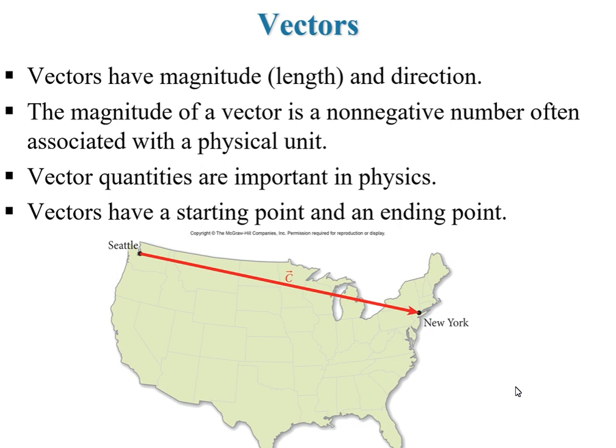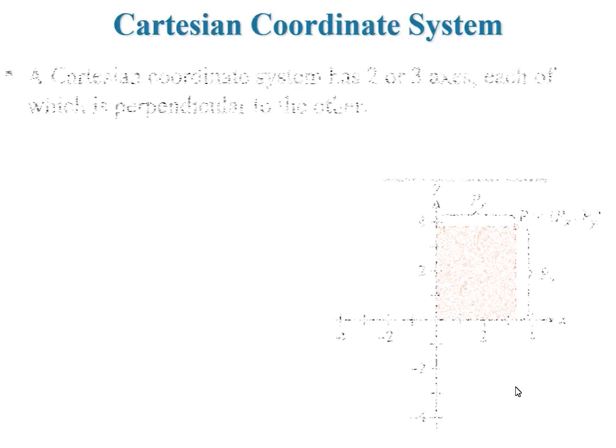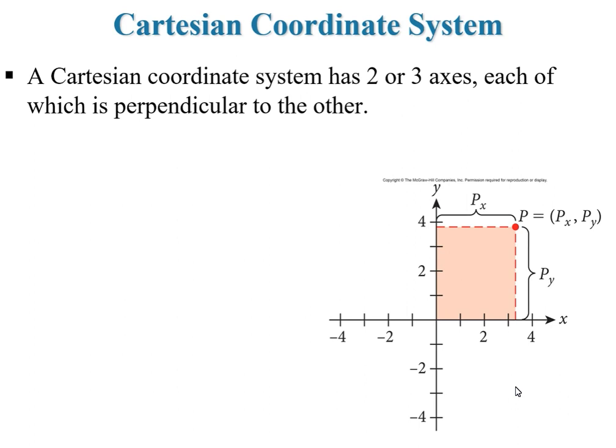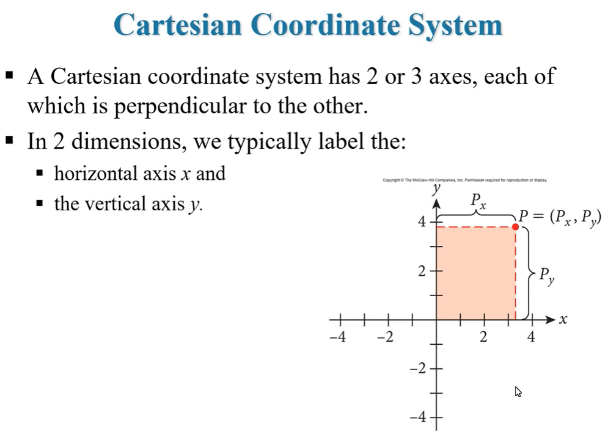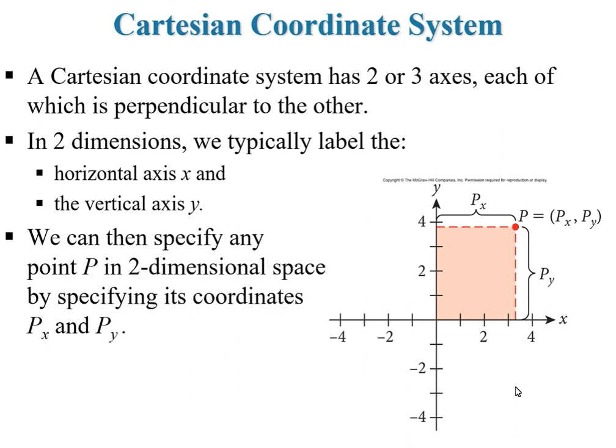So vectors have a starting point and an ending point. If we are going to represent it in a Cartesian coordinate system, which has either two or three axes, either xy or xyz coordinate systems, each of which is perpendicular to the other. In two dimensions, we typically label the horizontal axis x and the vertical axis y. We can then specify any point in two-dimensional space by specifying its coordinates.